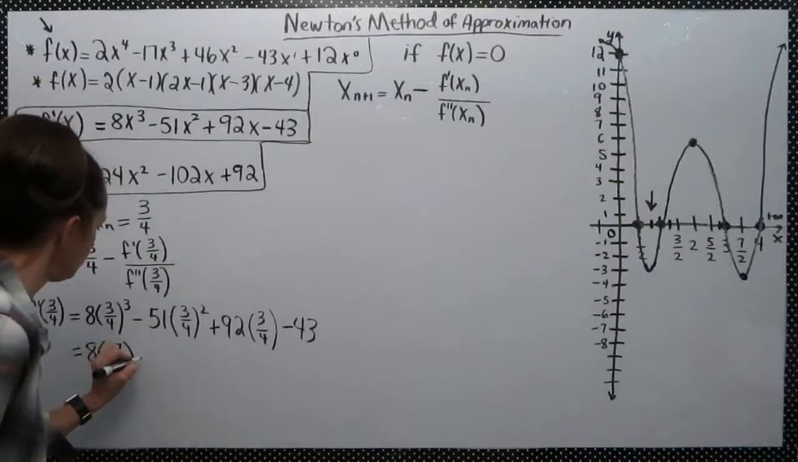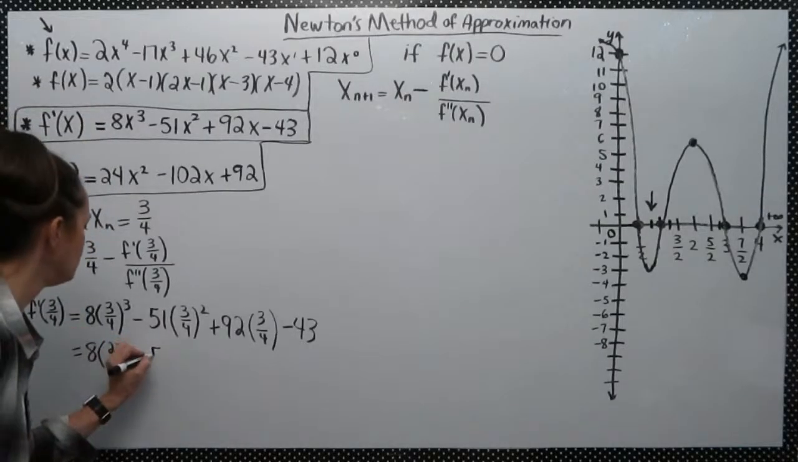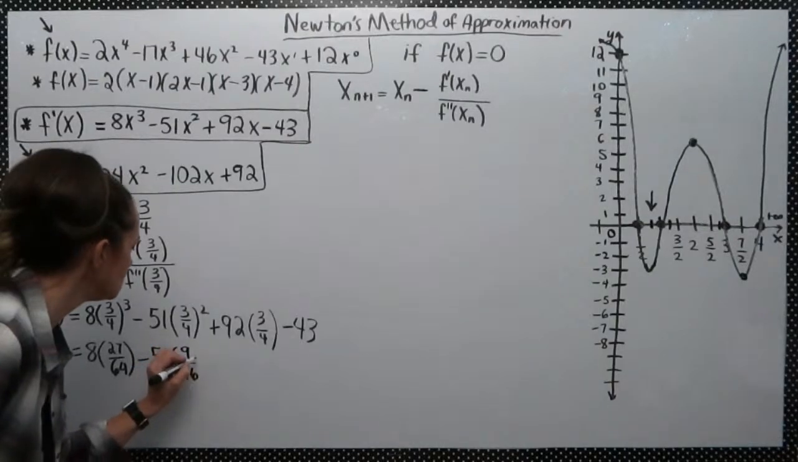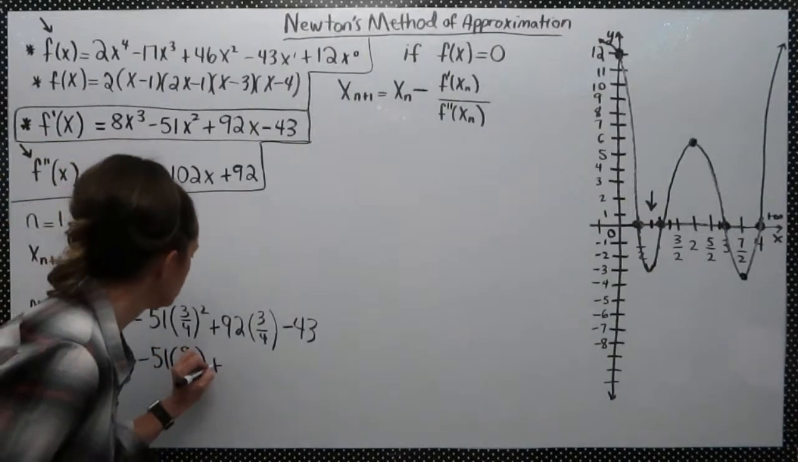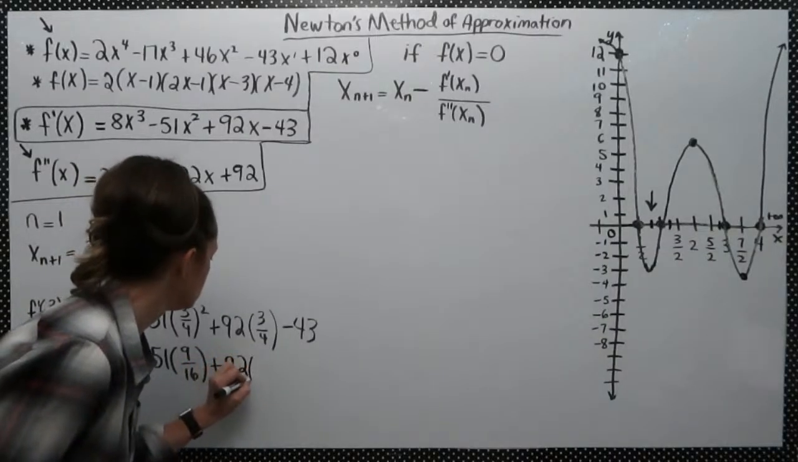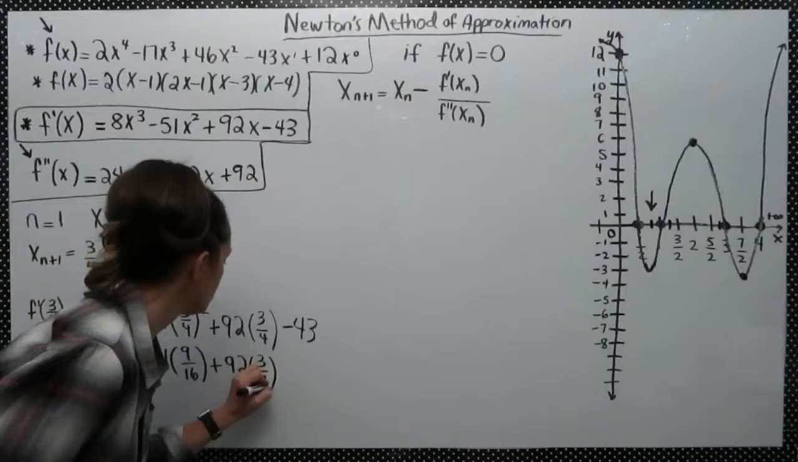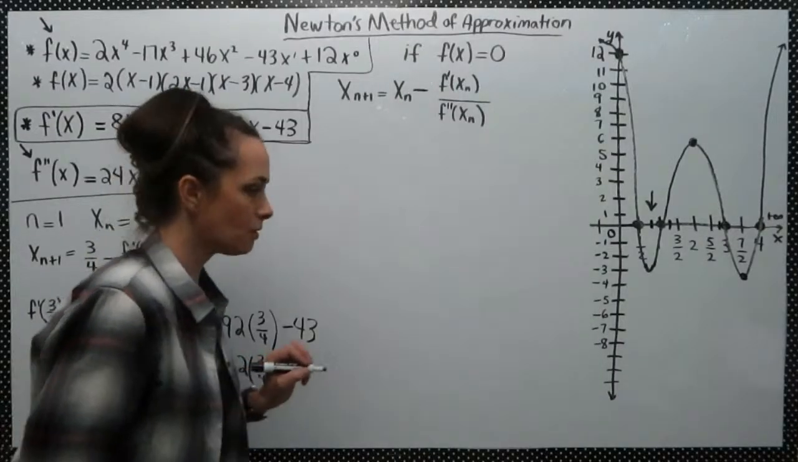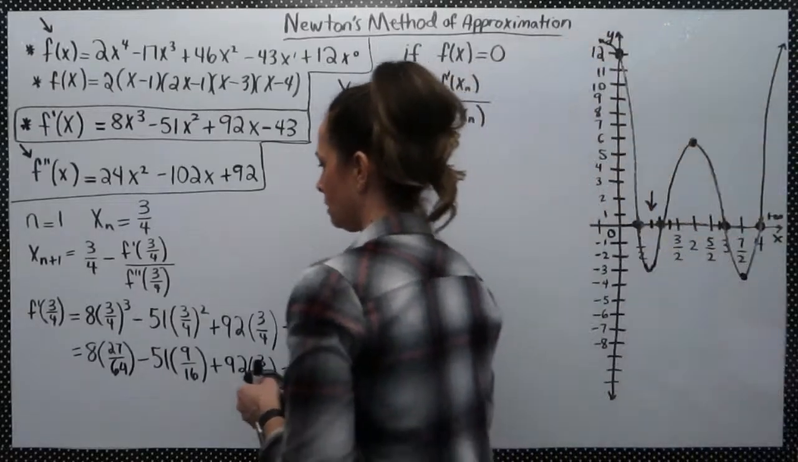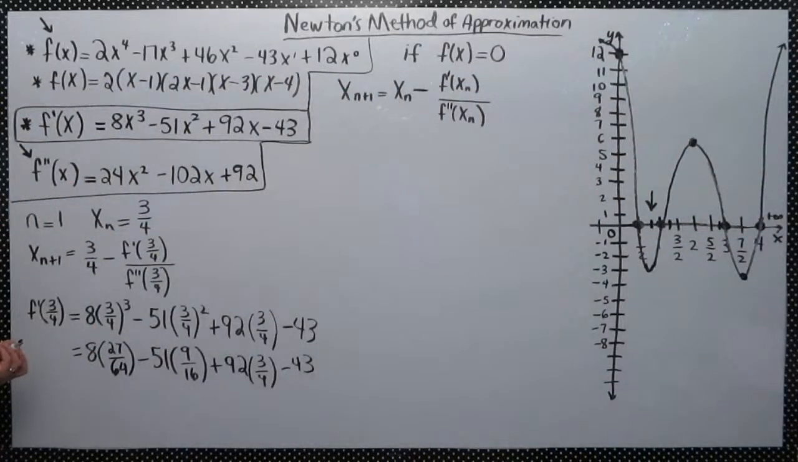And then let's see, minus 51 times 3 squared, which is 9, over 4 squared, which is 16. And then that's plus 92 times 3 over 4 minus 43. All right, so does 4 divide 92 evenly? Let me see. It does, good. All right, so we're going to reduce this down a little bit.